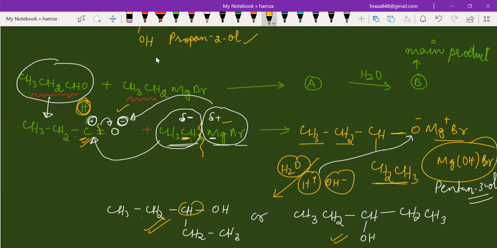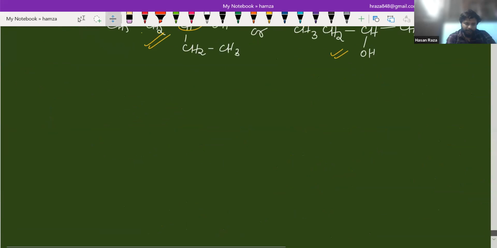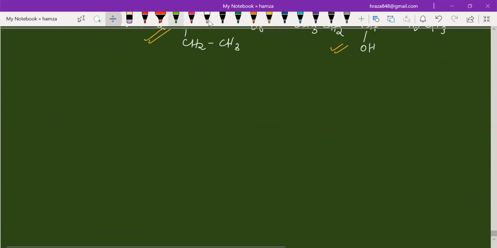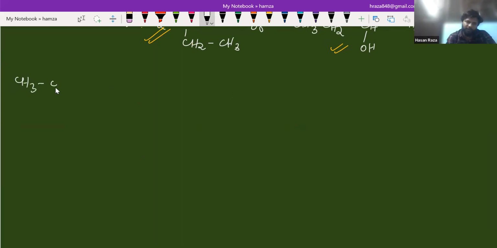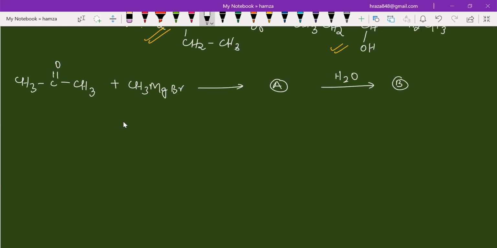Okay. I'm going to change the slide, and the mechanism will be the same for aldehyde as well as ketone. So I'm going to give you a very simple question: CH3COCH3 reacting with CH3MgBr. Let me know the name of the product A. And this A will be hydrolyzed, that means reacting with water, then B. Please do this first, in the same way.